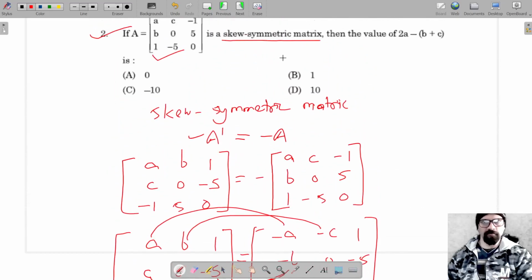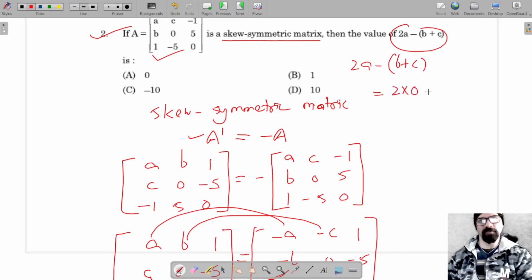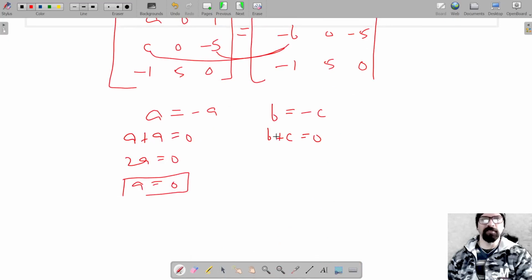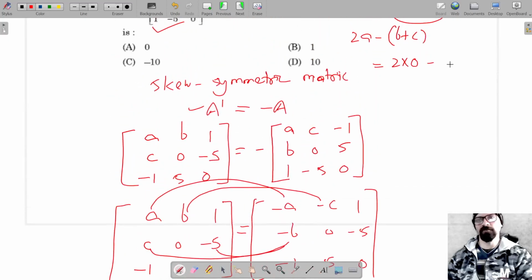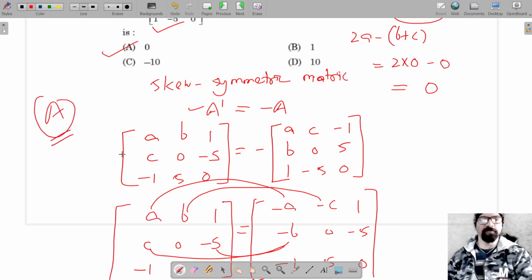Now we were asked what is the value of 2A minus B plus C. Now A is 0, so let's put the value of A, which is 0. B plus C is also 0. So this is 0, which gives me the value as 0. So A is the correct answer for this one. That is, the value of 2A minus B plus C is 0.